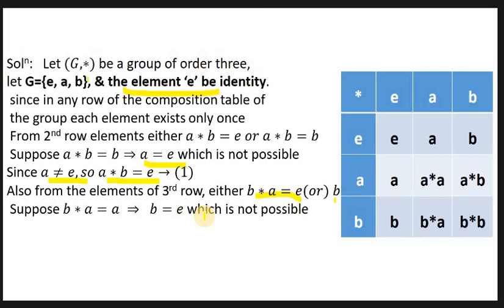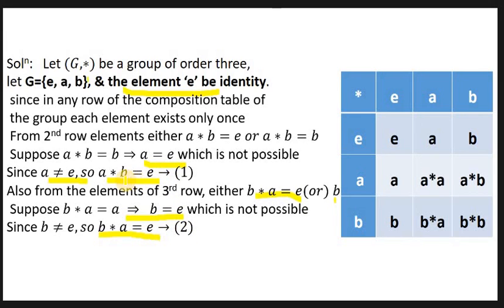This is not possible. Why is it not possible? Again, we have the result that the element E is an identity. Already we have proved the property of groups that every group has a unique identity. Hence A equal to E is not true. Since A is not equal to E, B star A is equal to E is the correct solution. Treat this as equation 2.